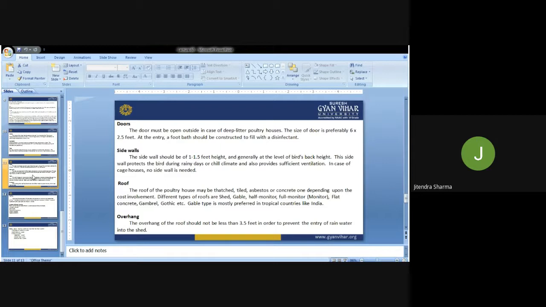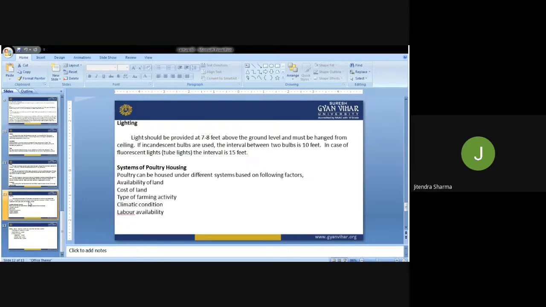Now the overhang. The overhang of the roof should not be less than 3.5 feet in order to prevent the entry of rainwater. We have to extend that 3.5 feet from the side walls. That is very important to avoid rain. Sometimes there is cross rain, sometimes rain in a haphazard way, like a hurricane, and entry of water inside the shed should be avoided.